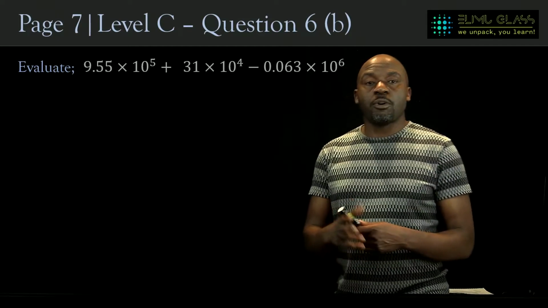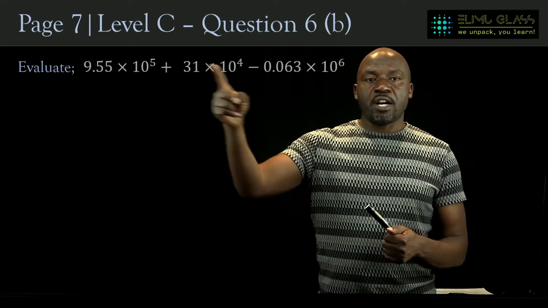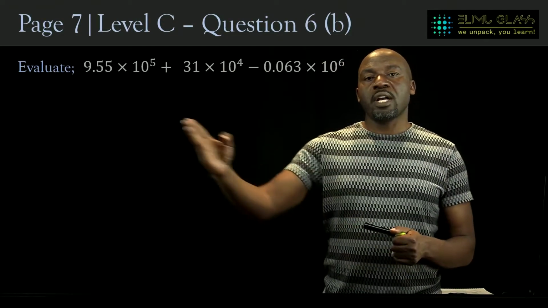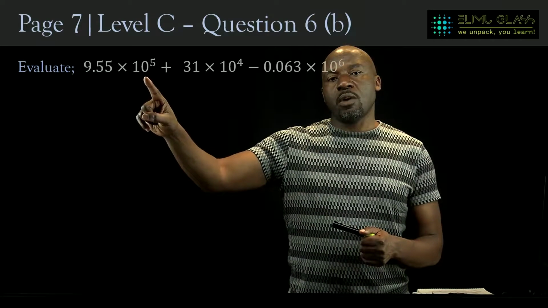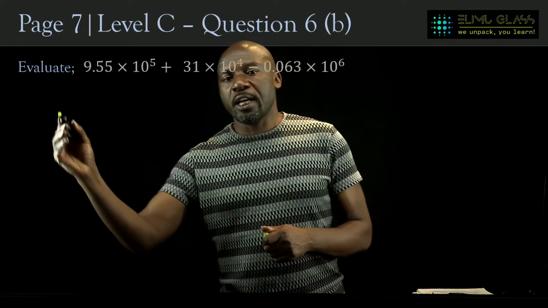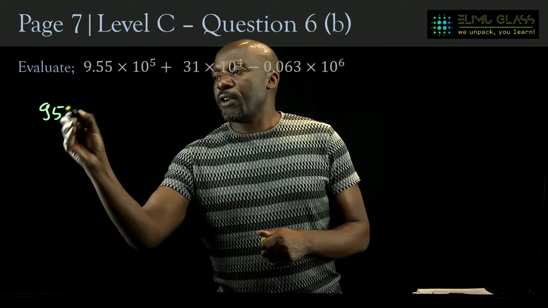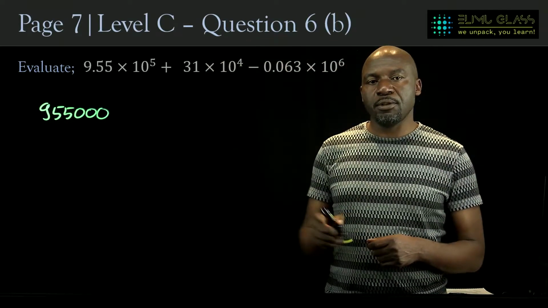In that case, it's not possible to do what I'm about to do. But when the numbers are small, like 5, 4, and 6, we can choose to write this as 10 to the power 5, that would be 100,000, and multiply this by 100,000, and we would get 95500. We change them to their real values.